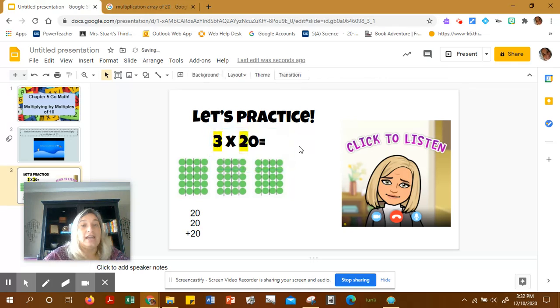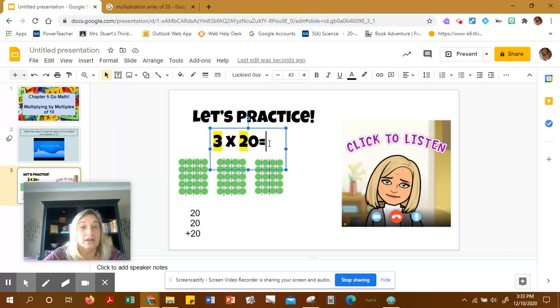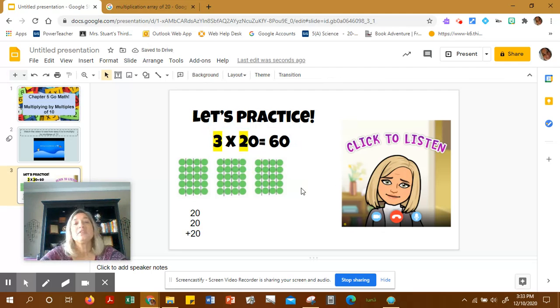So I'm going to think of, well, what is my basic fact of 3 times 2? Well, 3 times 2 is 6. And now I'm going to look at my factors of 3 and 20 and see how many zeros I have in them. Well, I have 0 zeros in 3, and I have 1 zero in 20. So I'm going to add 1 zero to my product. So 3 times 20 equals 60. Again, I took my basic fact of 3 times 2 and came up with 6. And then however many zeros I have in those factors is how many goes in my product.